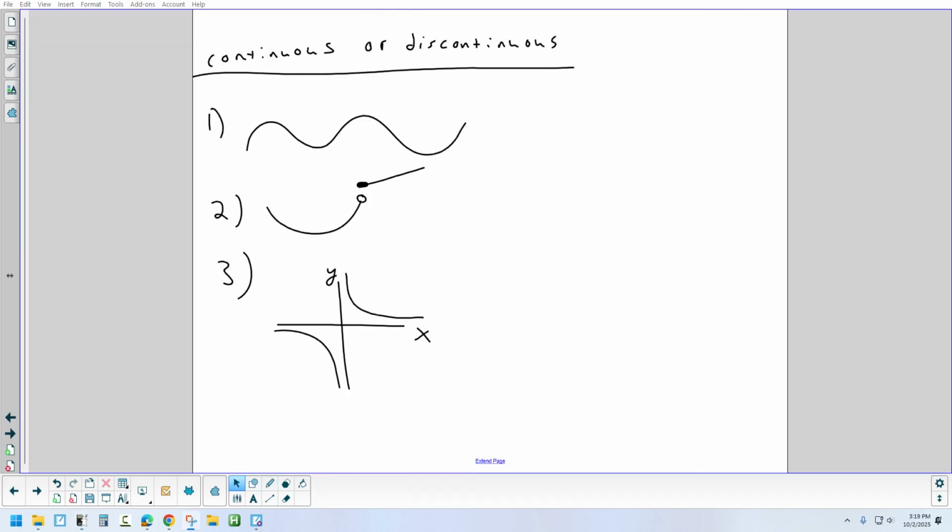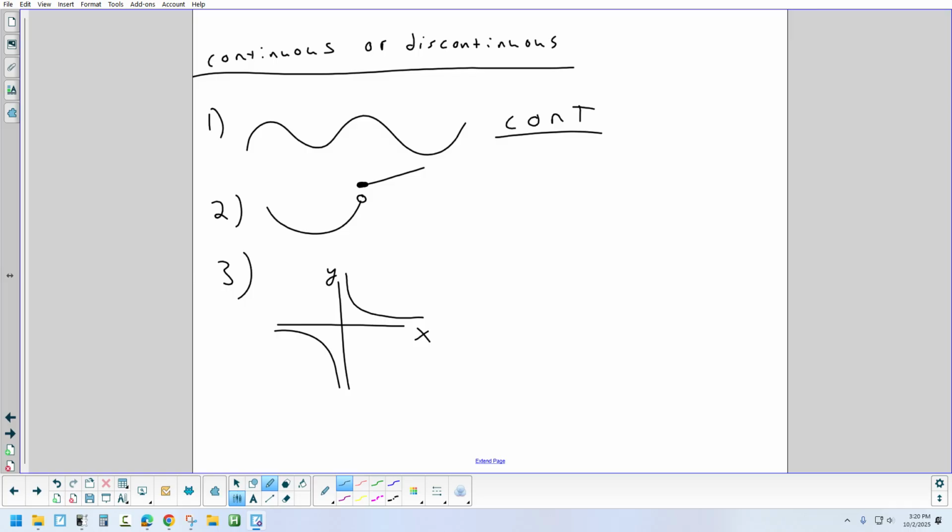Okay, so the next one, we're looking at 3 different graphs, and they want to know whether they are continuous or discontinuous. Okay, how about the first one? Is that continuous or discontinuous? Continuous. That's continuous, because we can draw that without ever lifting our pencil, and the domain there is all real numbers. There's no breaks, there's no gaps, there's no holes in the graph. It is continuous.